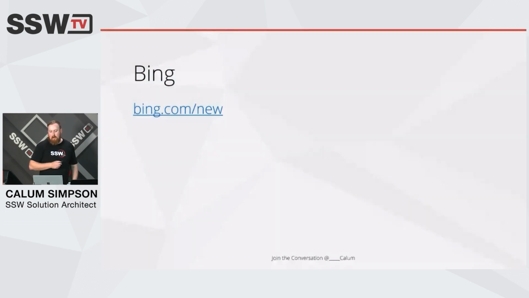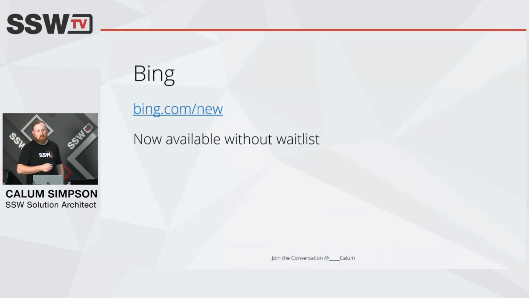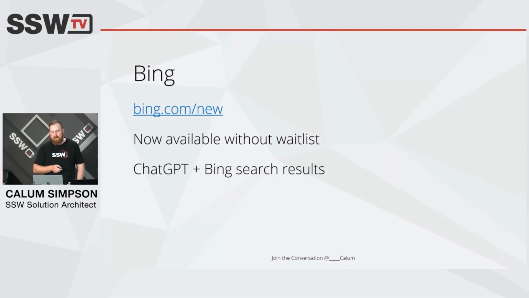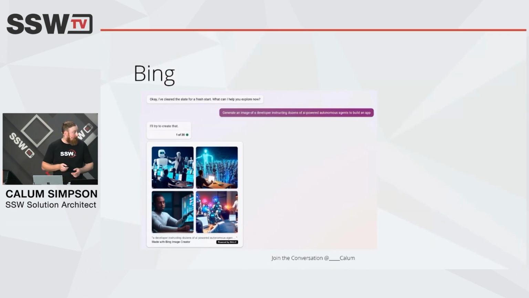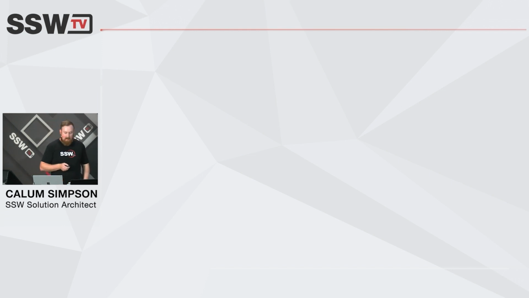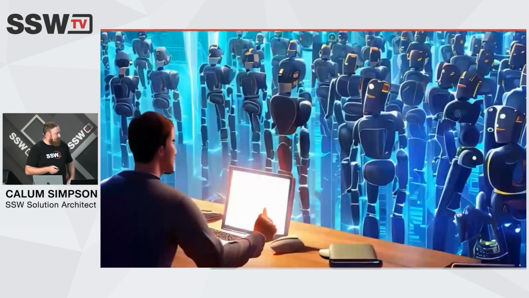So Bing, the Bing chat, which is obviously Bing search with ChatGPT text generation, is now available without the waitlist, so you can hop on there and use it, as far as I can tell, without having to sign up for anything. And that's, like I said, ChatGPT with the Bing search results. It now supports DALL-E image generation. So if you ask it to generate an image, like, generate me an image of a developer instructing dozens of AI-powered autonomous agents to build an app, I can pick my favorite one there.